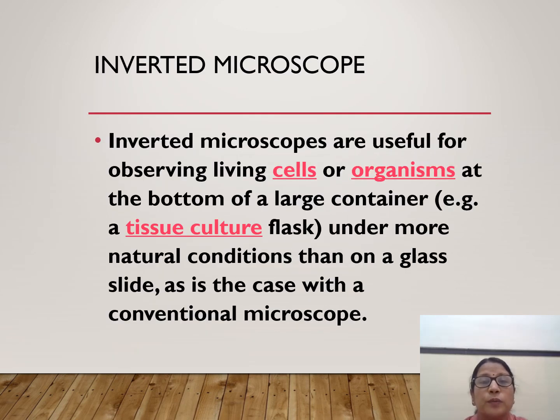Inverted microscopes are useful for observing living cells or organisms at the bottom of a large container such as a tissue culture flask, under more natural conditions than on a glass slide. As you have seen blood culture bottles, flat bottom bottles are there, and in that the cell lines are prepared. Then the sample which is suspected of having virus is inoculated in those cell lines, then incubated at 37.